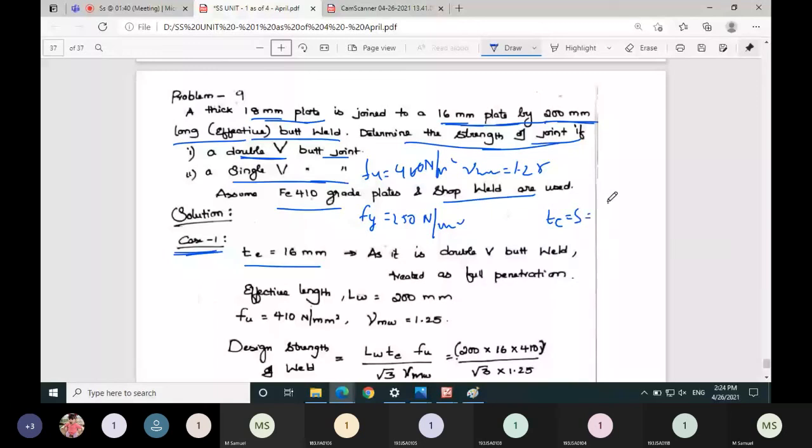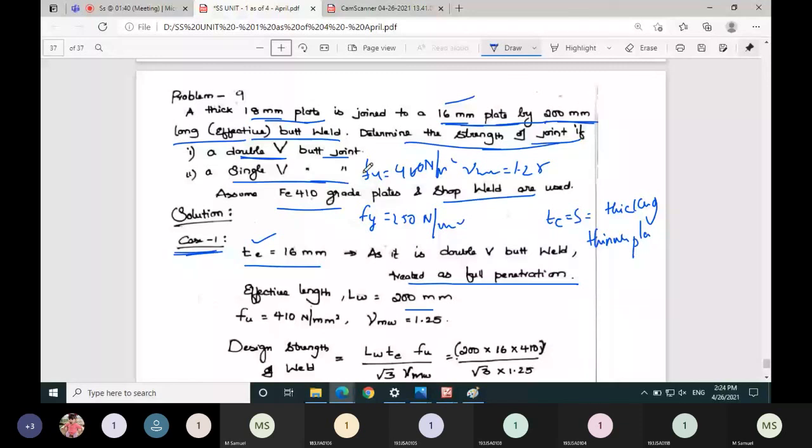Thickness of thinner plate. Of course, what is the thickness of the thinner plate? 16. Therefore, I have directly written here T is equals to 16. So as it is a double V butt joint, I wrote here C, treated as full penetration. We take it. So what is the length of the weld, guys? C in this question is given by 200 mm long effective butt weld.